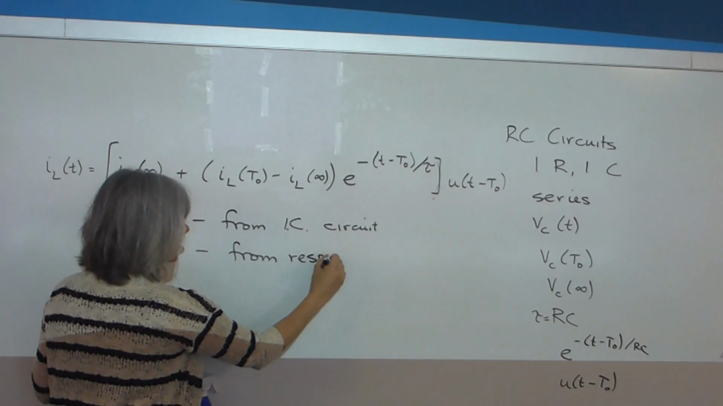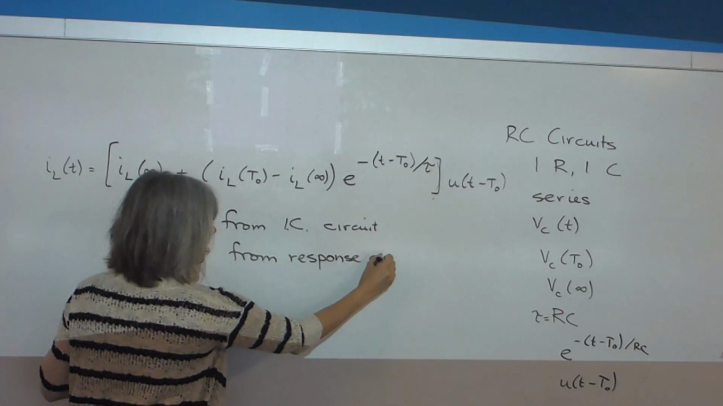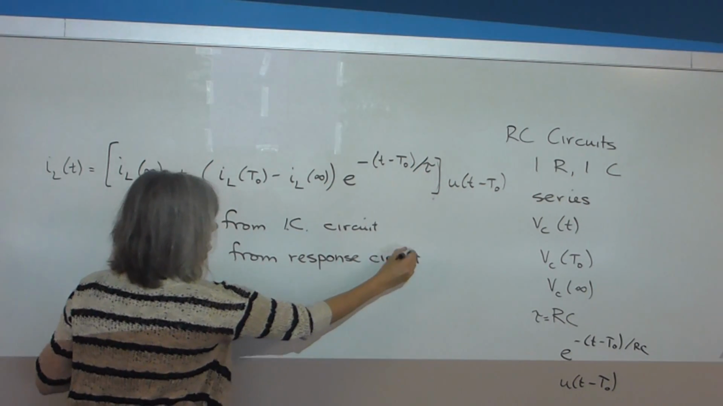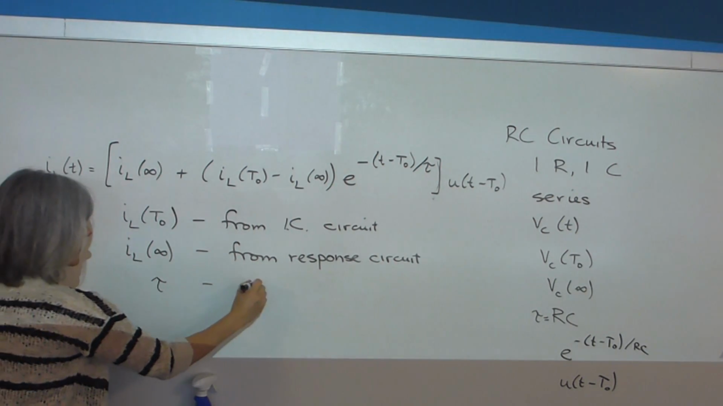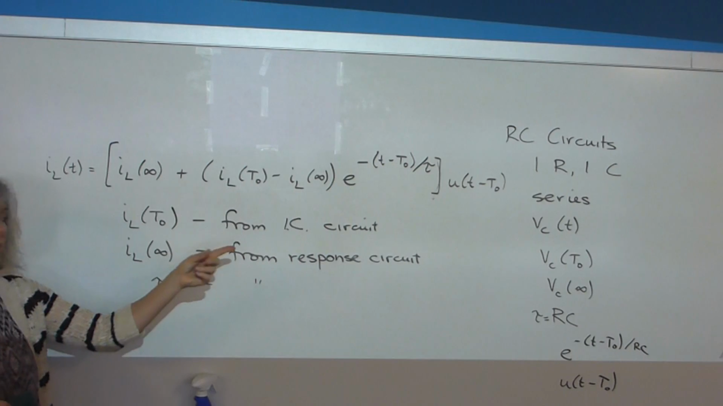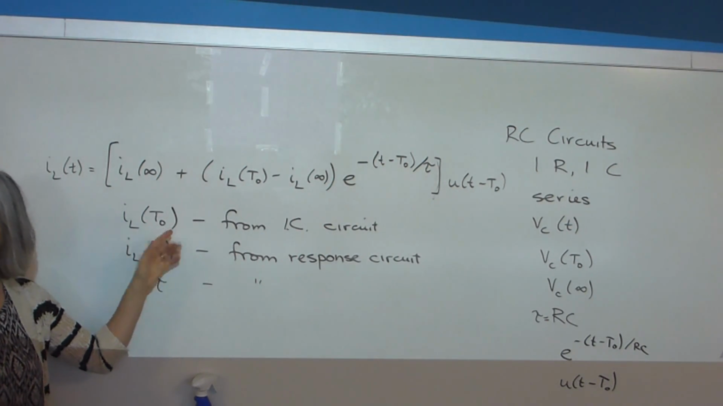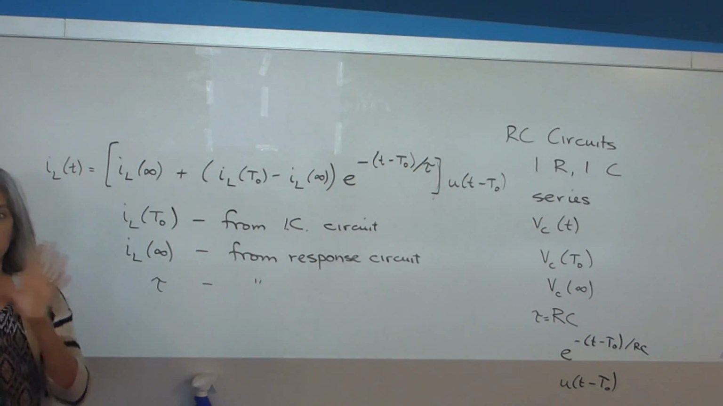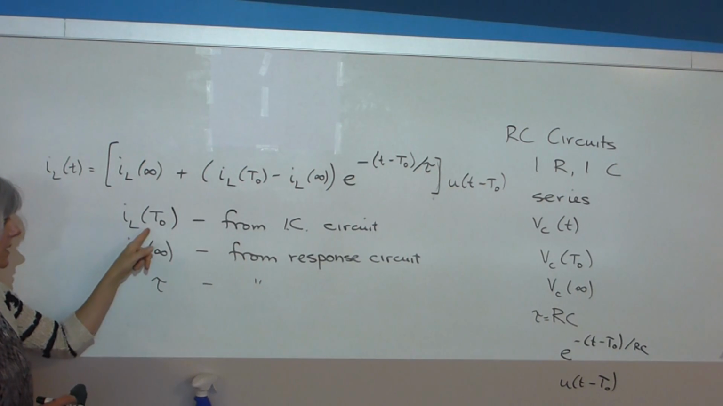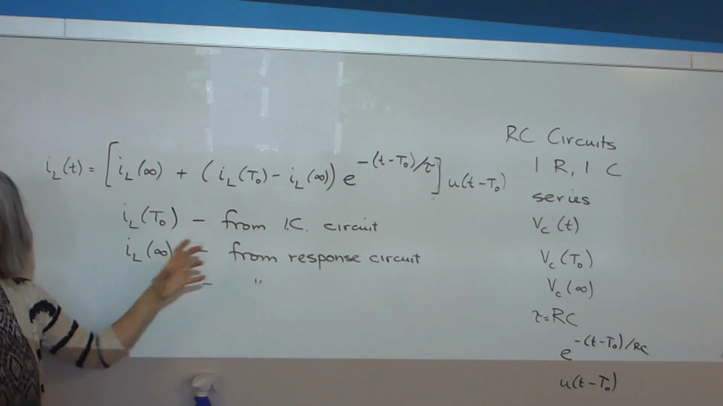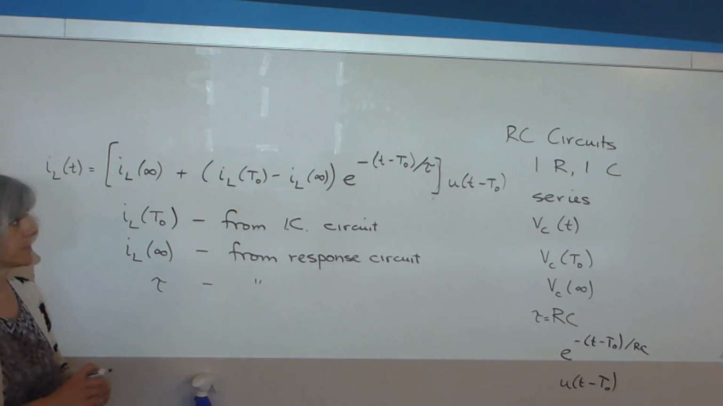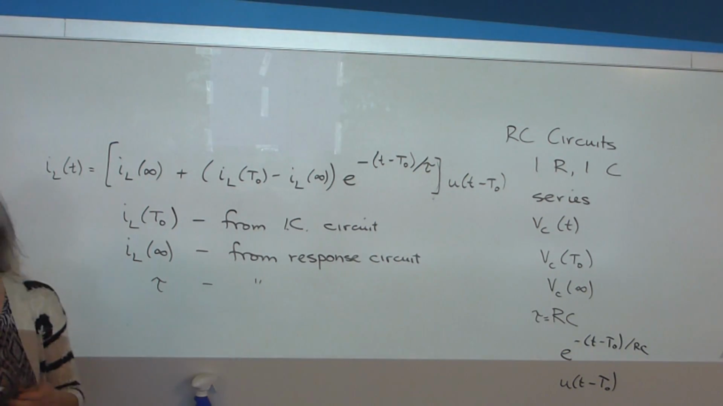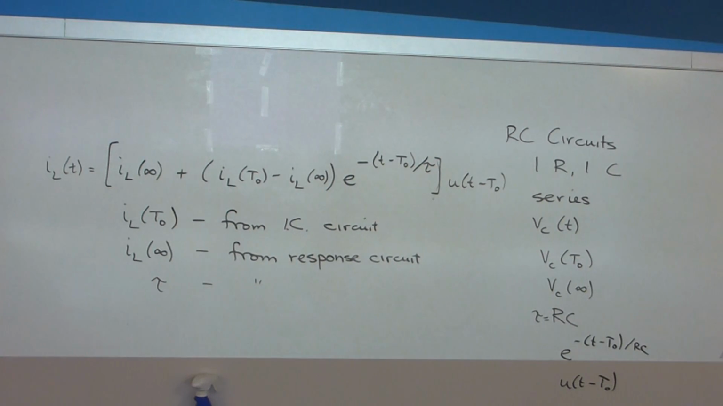So after the source is turned on, we'll look at the response circuit. Also from the response circuit, we get tau. The only thing we get from the initial condition circuit is our initial value. Everything else comes from the response circuit, so same process. Draw your initial circuit, get your initial value. Draw your response circuit, get your other pieces of information, drop it into the equation. Okay, so let us do some problems.